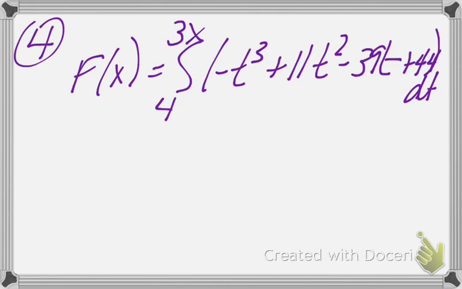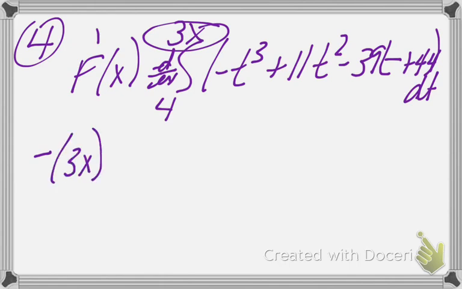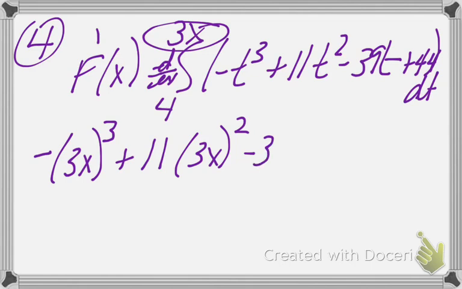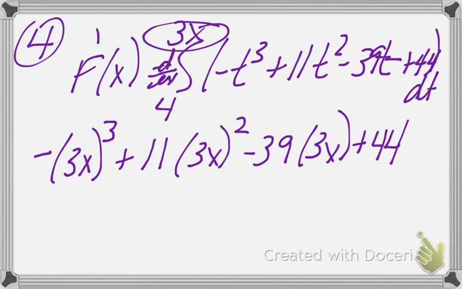Okay, here's number 4. Again, take the derivative of each. We're going to put 3x wherever we see a t. I'm going to be a little careful here and put parentheses wherever I see a t, just because there's exponents involved. Okay, so this is what we'll get when we put 3x in for everything, but don't forget then we're going to have to multiply that by the derivative of 3x, which is 3.